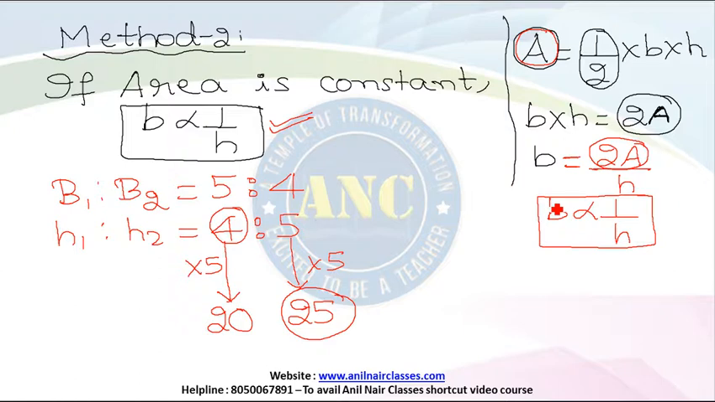base and height are inversely proportional to each other. What is the meaning of inversely proportional? If the base ratio is 5:4, then the height ratio should be reverse. It should be 4:5. That means the height of the first triangle ratio says it is 4. Question says it is 20. 4 into 5 is 20. 5 also multiply by 5. 5 into 5 is how much? 25.